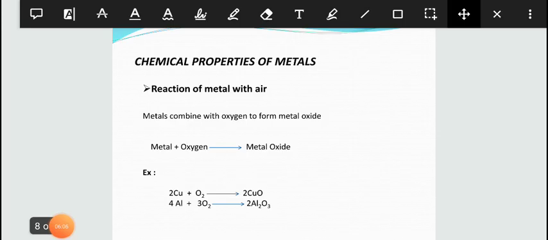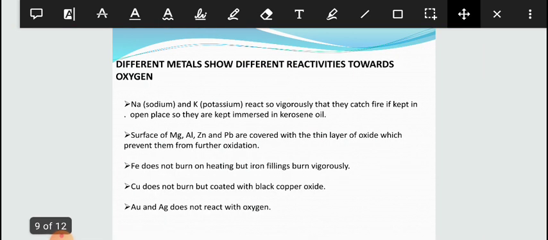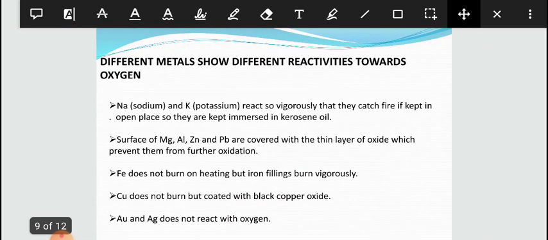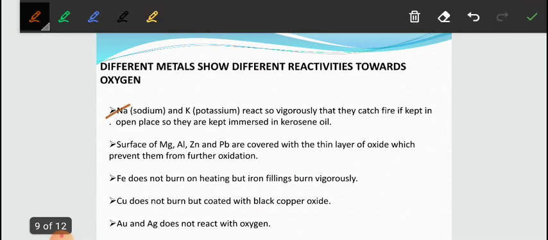But metals show different behavior with oxygen. So let's study what kind of behavior they show with oxygen. First, I want to introduce sodium and potassium. These both are very reactive. They react so vigorously that they catch fire even when kept in an open place. So we keep them immersed in kerosene oil so that they do not catch fire when kept in the open.